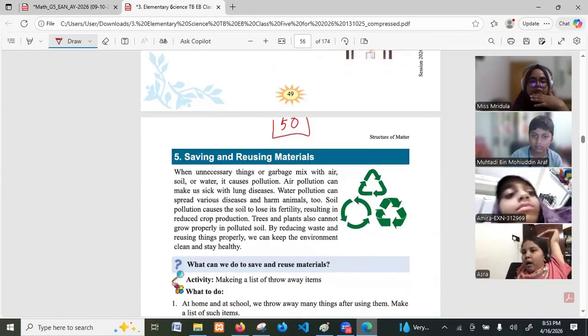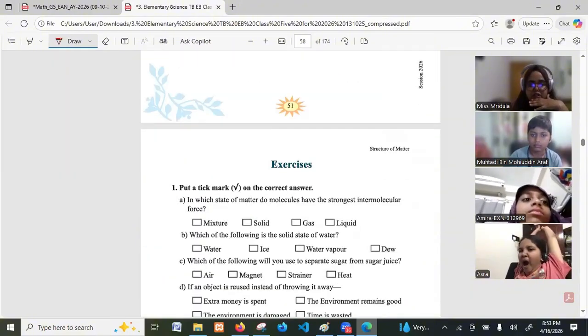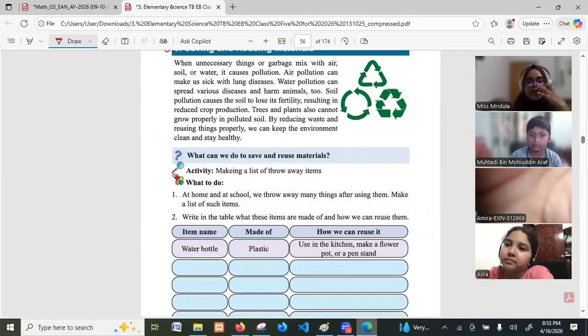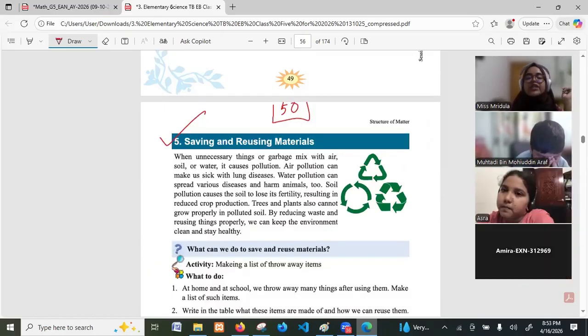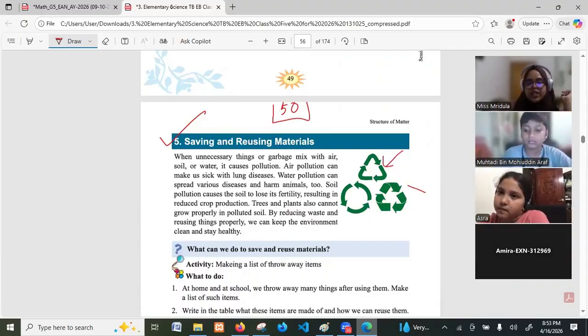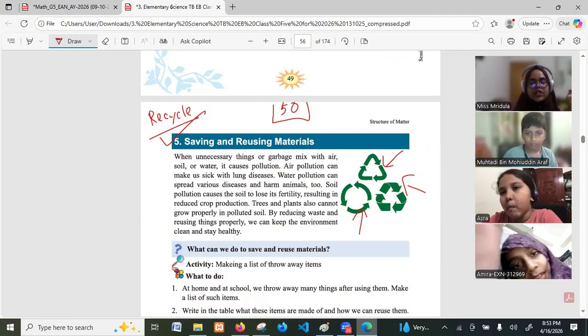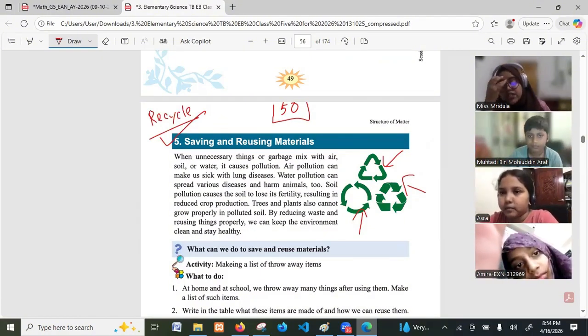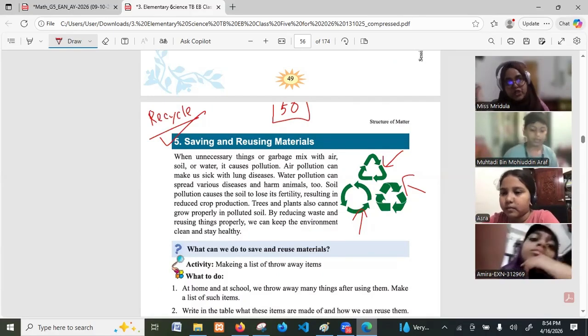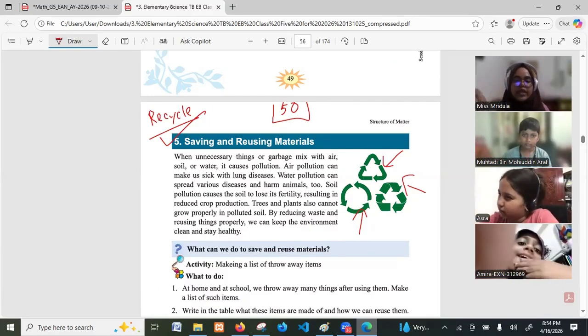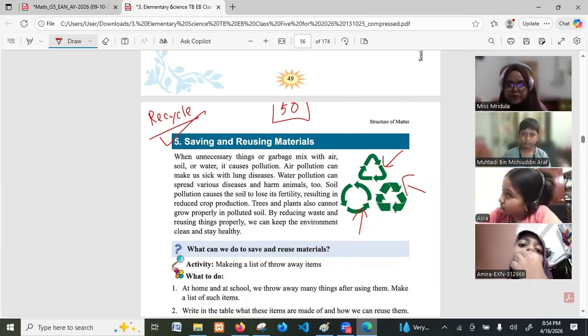Page 50. So we have a new topic over here. Yeah, it is the last topic. Good. So we have what? Saving and reusing materials. You can see there are three logos, right? I think that you have heard the word recycle. That means when we are done with using something and we don't need it anymore, we can change it, reform it a bit, and use it in another way, right?